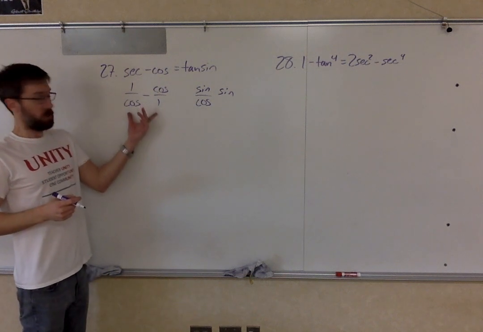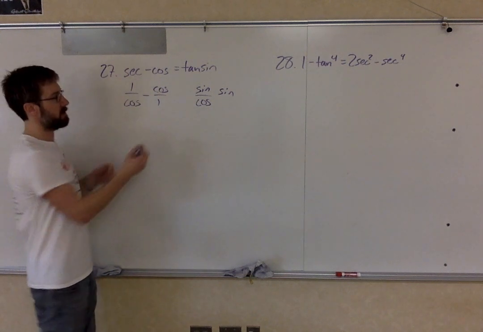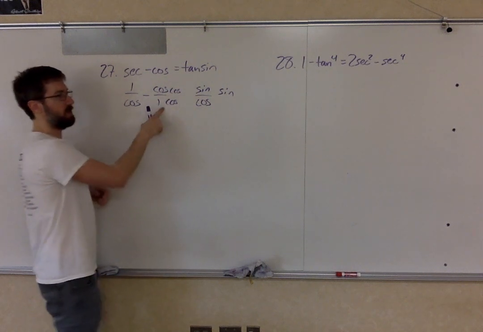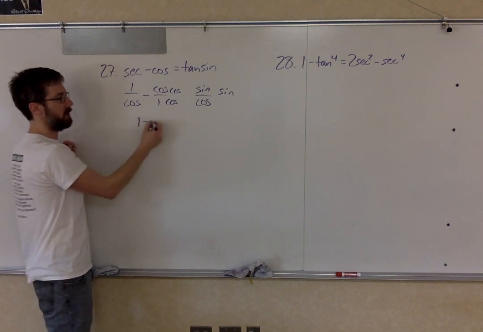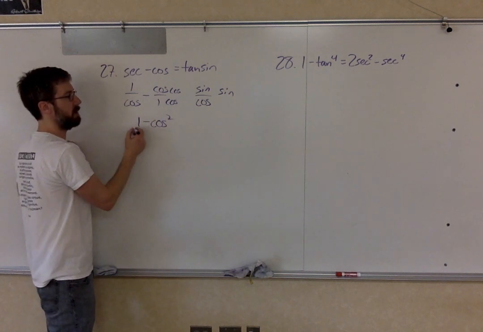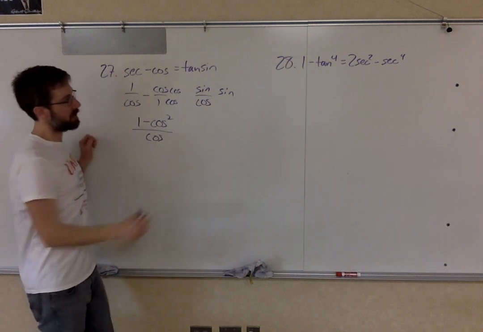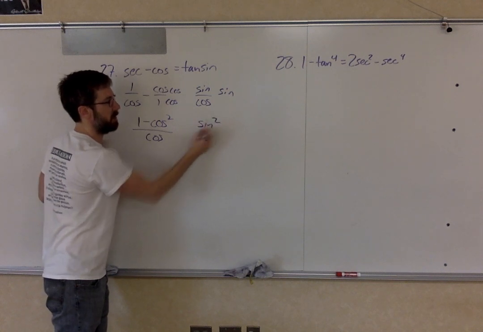All right, I've got two fractions. I'm going to try to combine them into one so it looks like this. Make a common denominator by multiplying the second term by cosine over cosine. Then I have 1 minus cosine squared over both denominators are cosine. On this side, I can simplify by saying it is sine squared over cosine.